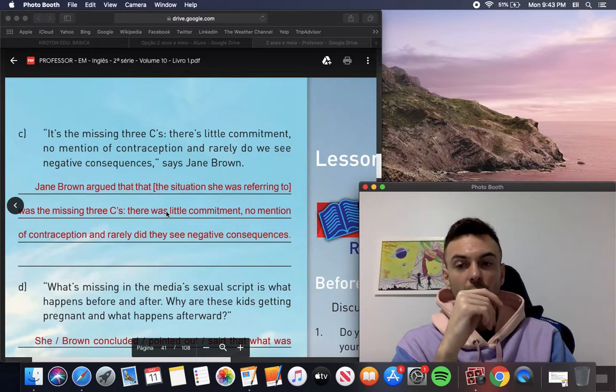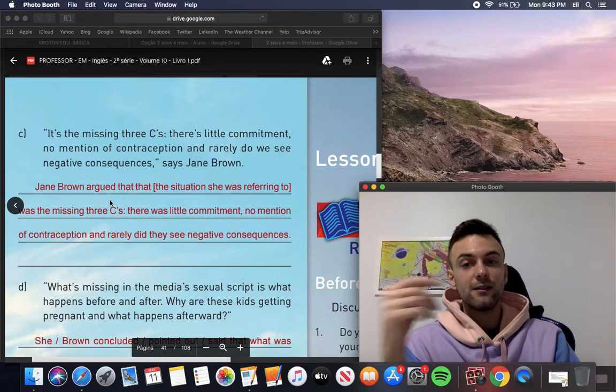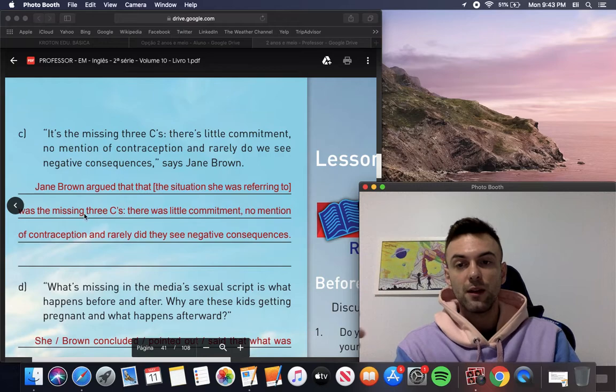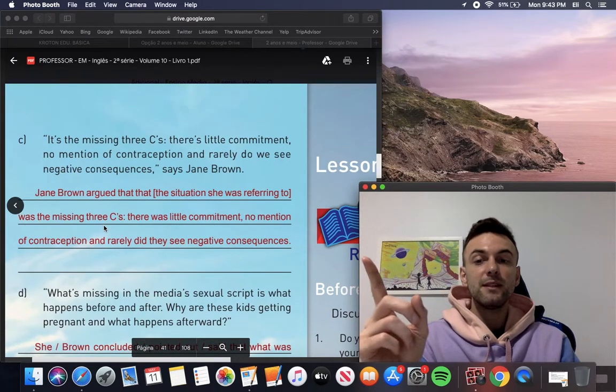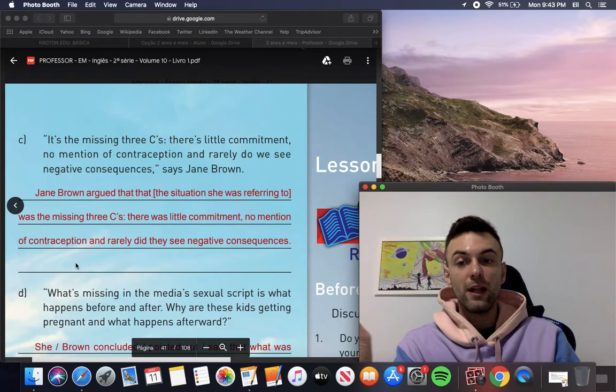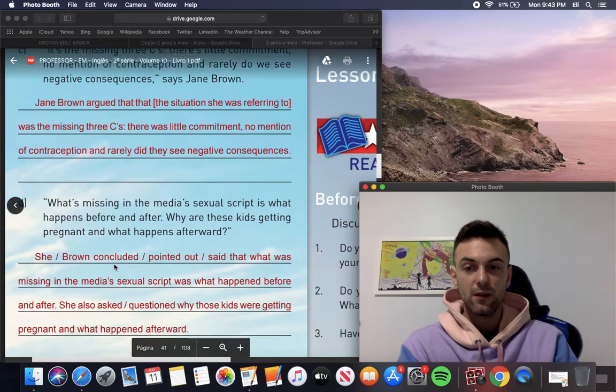says Jane Brown. That the situation she was referring to was the missing three C's. There was little commitment, no mention of contraception, and rarely did they see negative consequences.